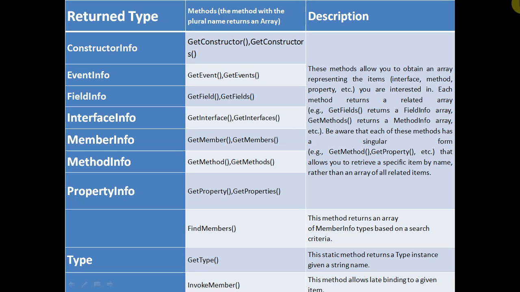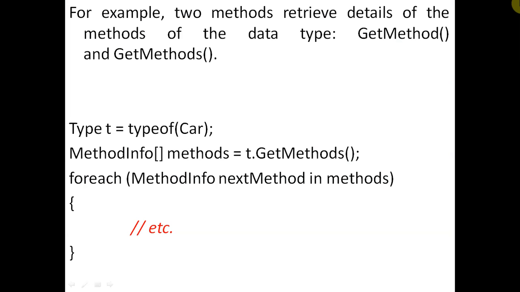Now see another program where we'll use different functions. GetMethods and GetMethod are two different functions, and with the help of these functions we can access all the methods of a particular class. You can see here Type t = typeof(Car).